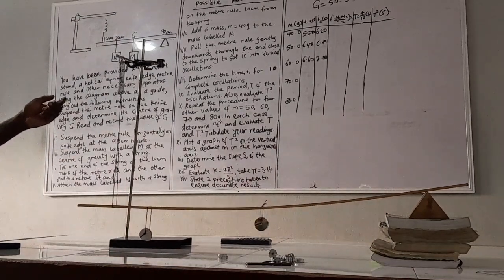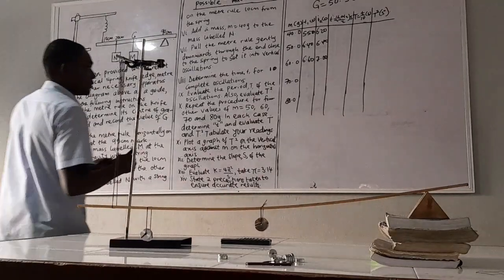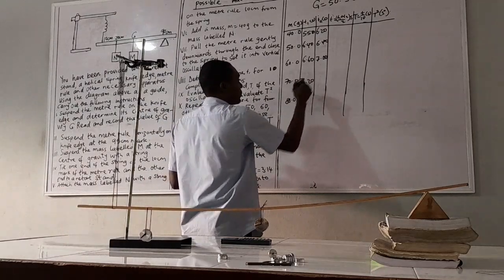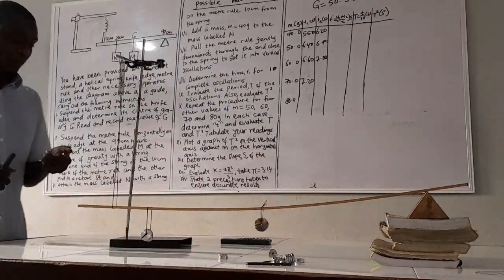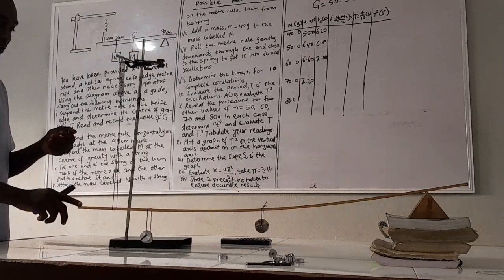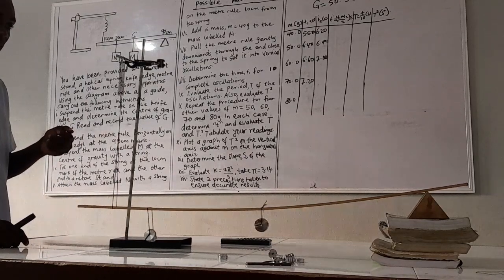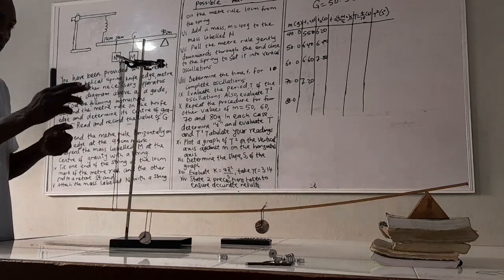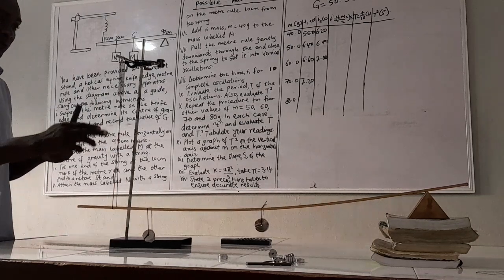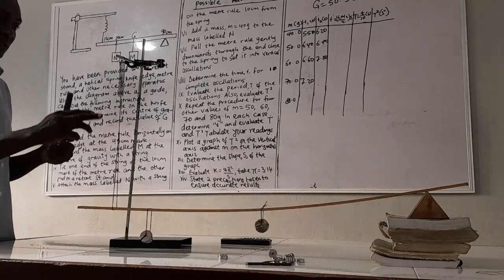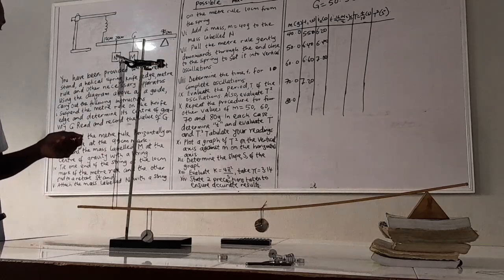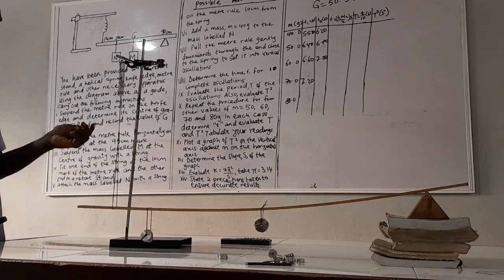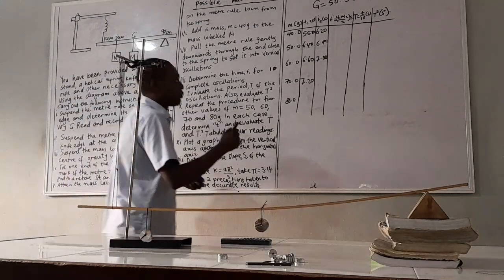So my time here is 7.20. So let me take that again. Reset my clock. Take that again. Let's go. 1, 2, 3, 4, 5, 6, 7, 8, 9, 10. So my time here is 7.60.